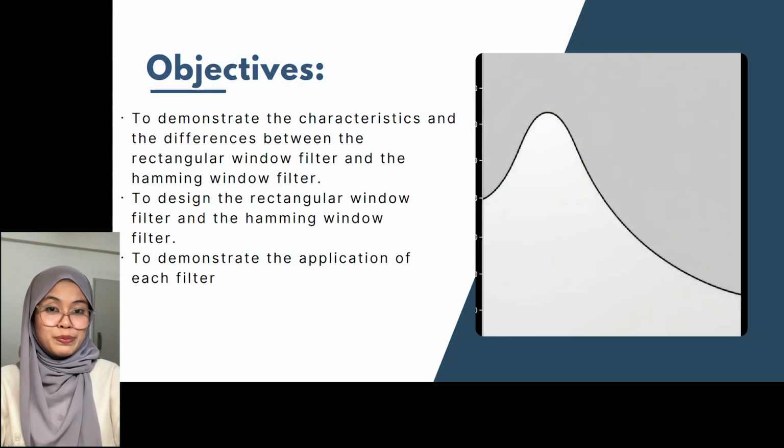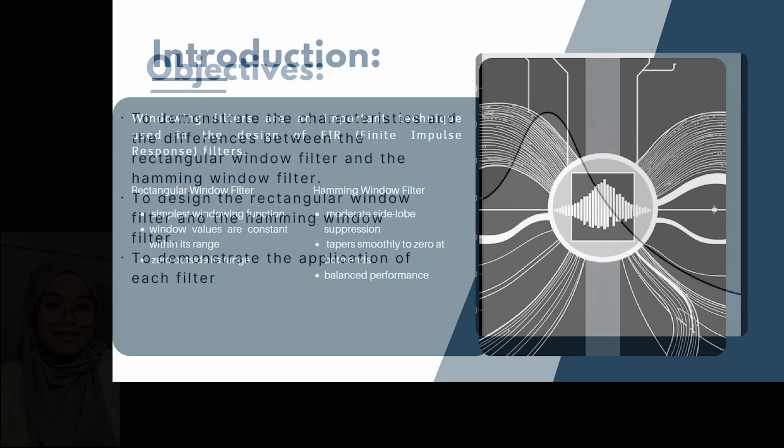The objectives of our discussion are, first, to demonstrate the characteristics and the difference between the rectangular window filter and the Hamming window filter. Second, to design the rectangular window filter and the Hamming window filter. And last, to demonstrate the application of each filter.